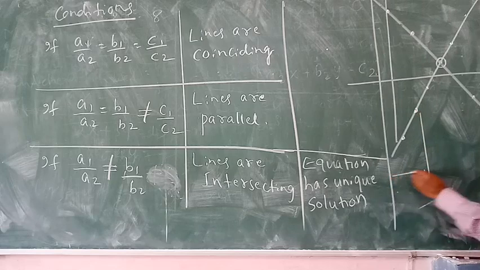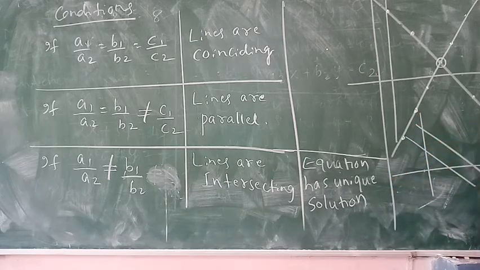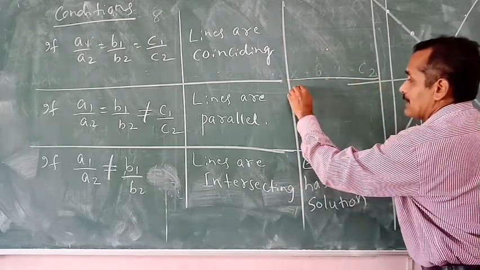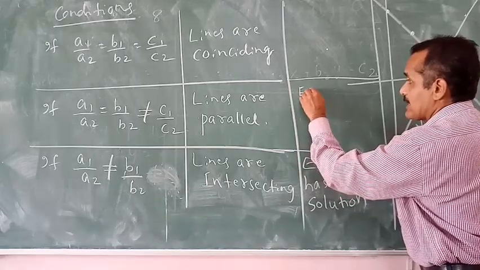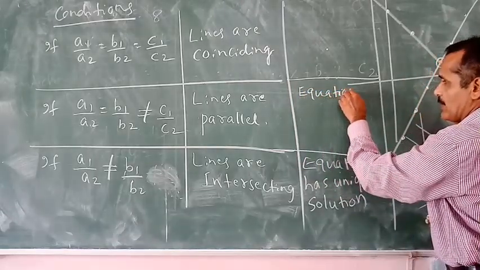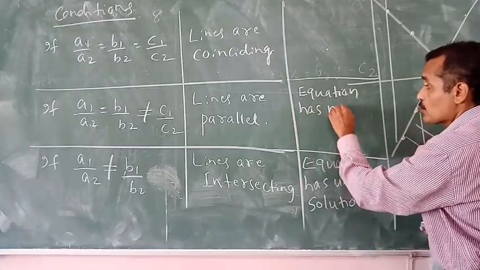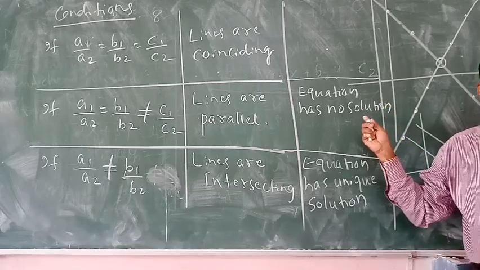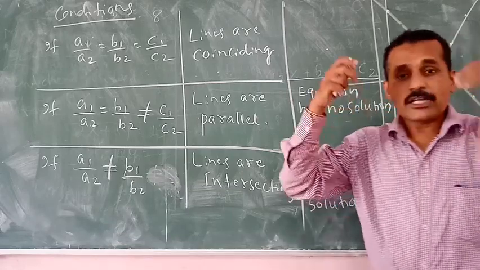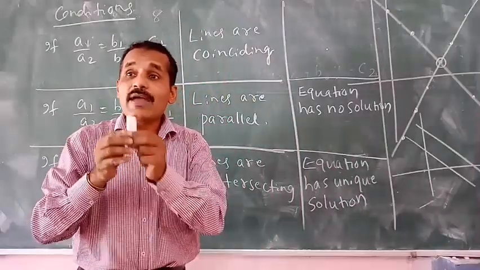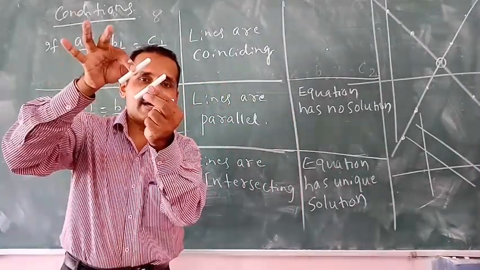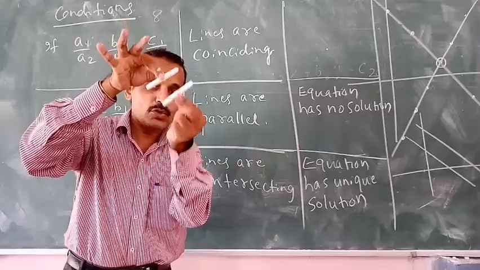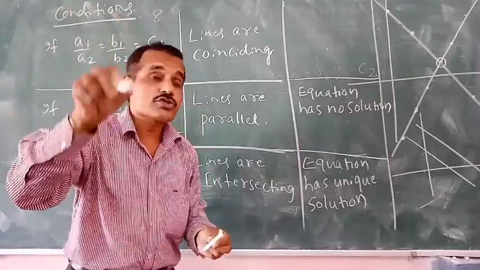Now, when the lines are parallel, how many common solutions are there? They are not intersecting at all. So I can say the equation has no solution. See, no solution doesn't mean that the equation is not having any solution. No, it does not have any common solution. Lines are parallel. They do not have any common solution.